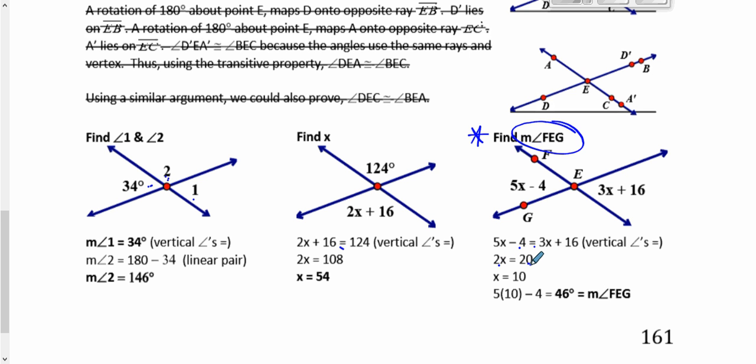Now, here's what happens. A lot of kids get to this point, x equals 10. Ah, I'm done, man. I got x equals. You're not done. You got to do one more thing. Find FEG. Put the 10 in for the x and 5x minus 4, okay? So be careful when you see one like that. Don't get excited when you get x equals. It doesn't mean you're done, all right?